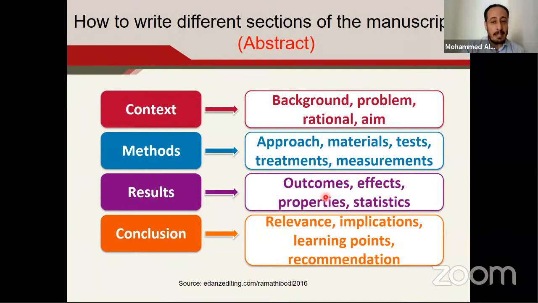And then in the result, the significant findings. So only the important outcomes. And finally, the conclusion: it's the implication, relevance, and the recommendation.